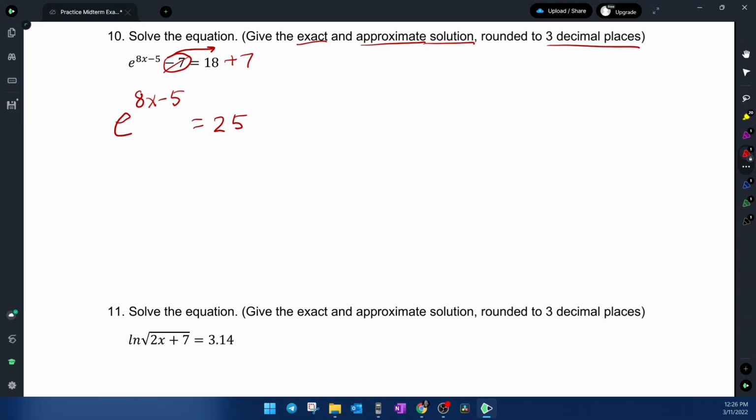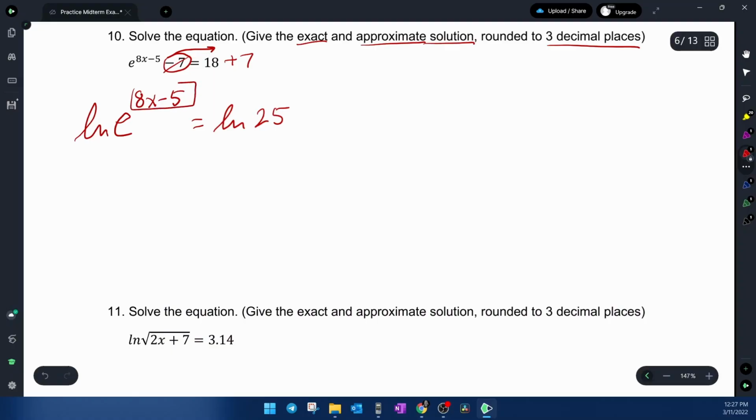And now that we have the exponential isolated, we know that to get rid of a base of e, we need to take the natural log. But whatever I do to one side, I have to do to the other. So we're going to take the natural log of the other side also. And then we can use the properties of logarithms.